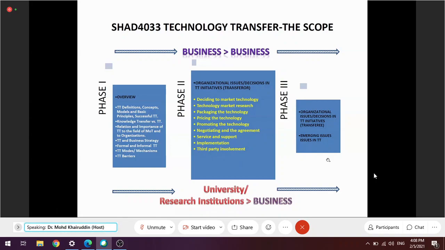As well as we put less focus on the transferee issue, because along the way with the explanation, I will give some views of the transferee overview on how they look into this process of technology transfer. And then we also want to discuss the emerging issues in technology transfer and so on. So now we are discussing phase number two, all right?